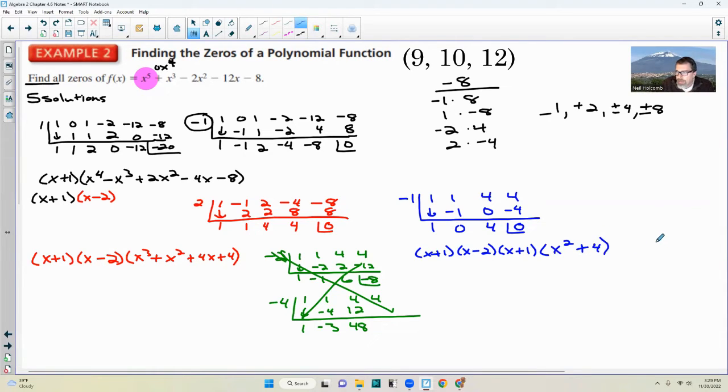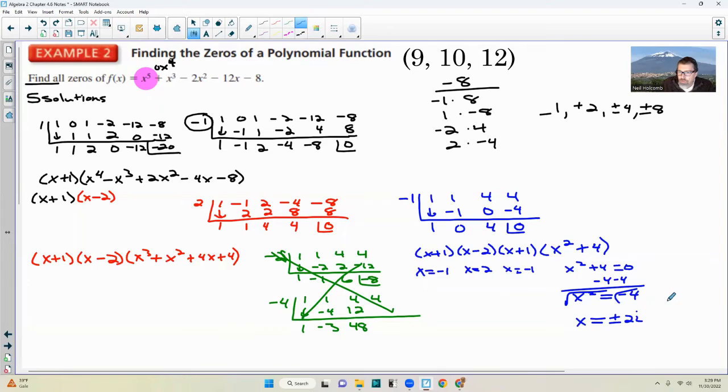Okay, and now that I have that, now I know I have imaginary solutions. So my solutions are going to be x equals -1, x equals 2, x equals -1, and then I'm going to take x squared plus 4, set it equal to 0, subtract 4, and solve for x. So x squared equals -4. Take the square root of both sides, and I get x equals plus or minus 2i, because the square root of 4 is 2, and the square root of -1 is i.